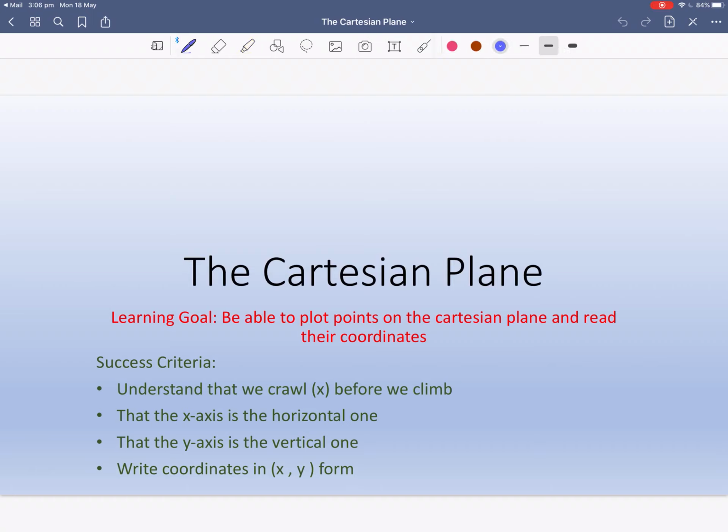On the Cartesian plane. Okay, so the Cartesian plane has got two dimensions, x and y, and we've got to be able to plot points on the Cartesian plane and read their coordinates. So there's two different things that we're going to do. Our success criteria says that we've got to understand that we crawl before we climb, and this should have a y there. That the x-axis is horizontal, horizontal goes across, and the y-axis is vertical, and vertical goes up and down. Okay, and we're going to write them in that format. I'll explain this a little bit more very soon.